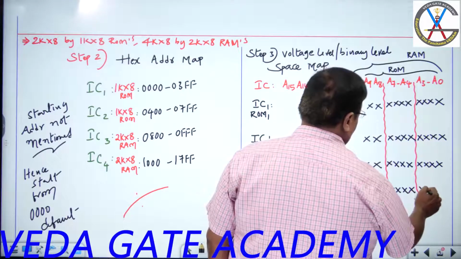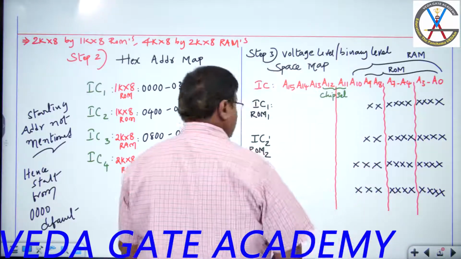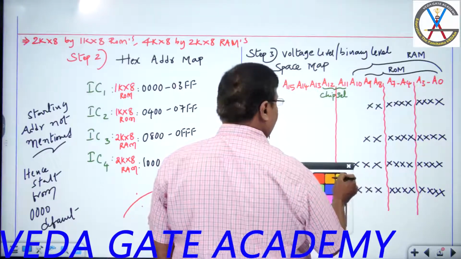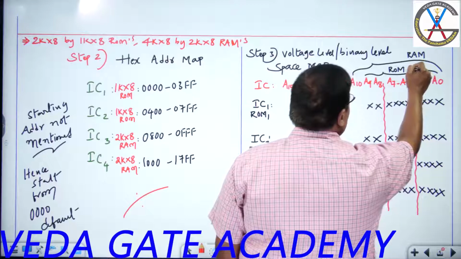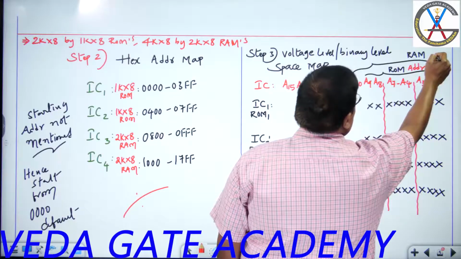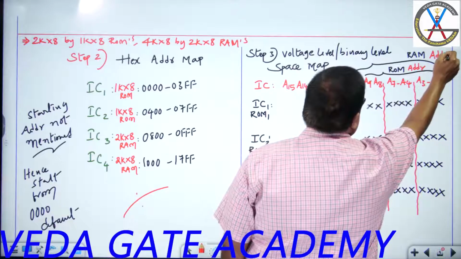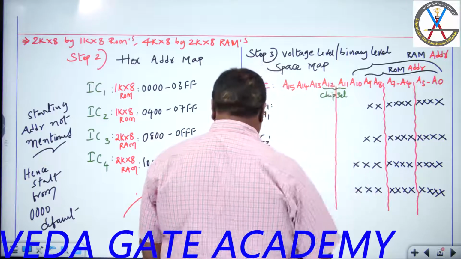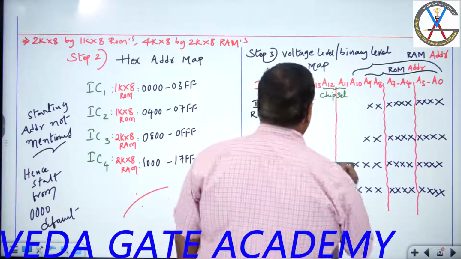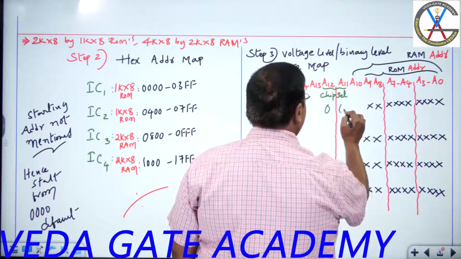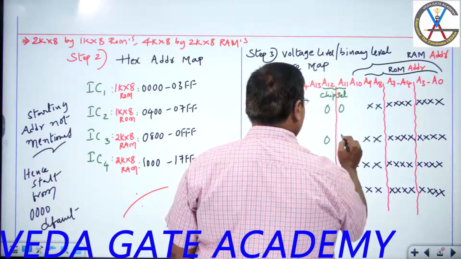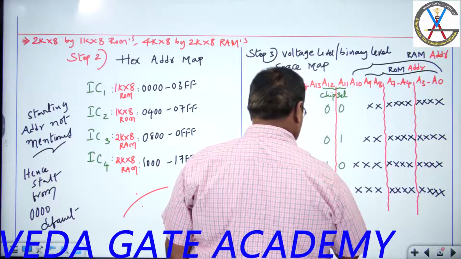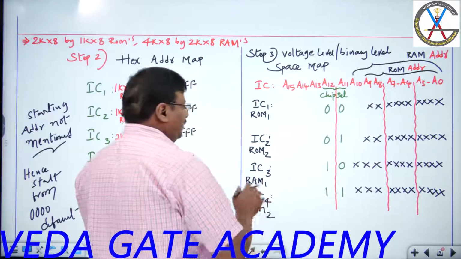Hope you are clear with the frame. So these lines, what I mentioned, are address lines. ROM address, RAM address. Are you clear? So remaining are chip select lines. No, 11, 12 are chip select lines. So let me place that. So first line 0, 0. Second line 0, 1. Third line 1, 0 default. Fourth line 1, 1.